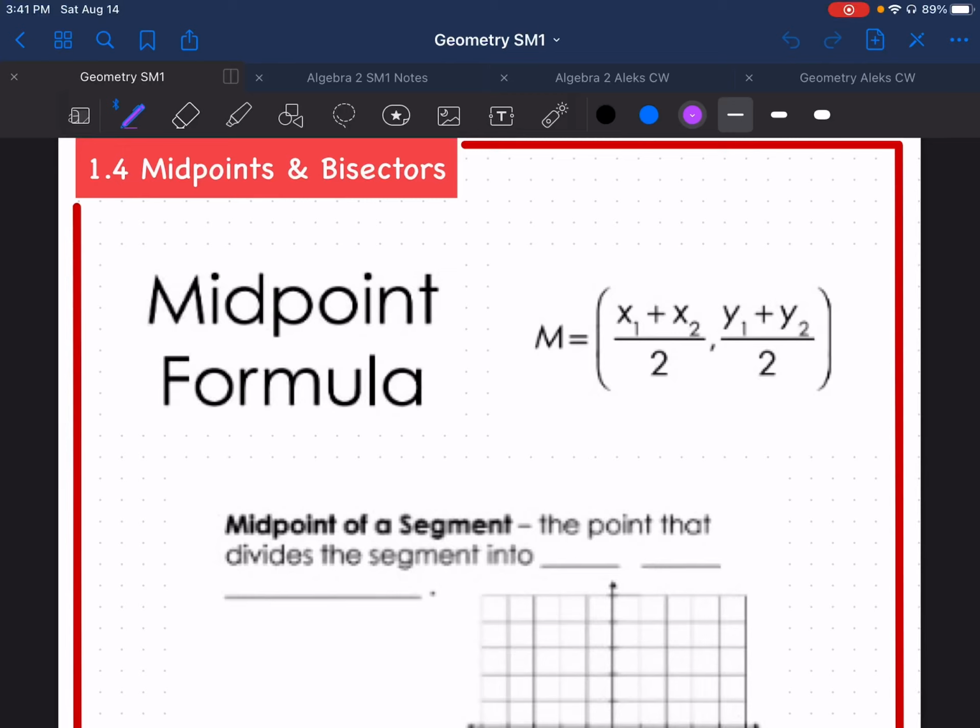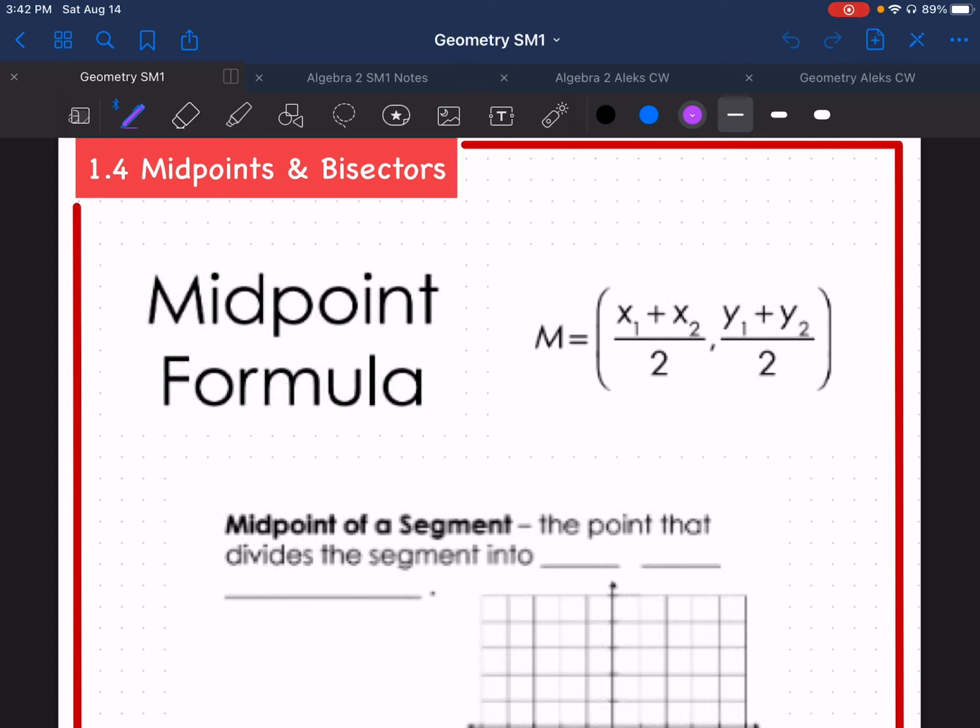Today's lesson is 1.4, Midpoints and Bisectors. We're going to do this lesson in 2 different days due to a diagnostic test that we must take. So this first video is going to talk about midpoints, and in the second video, we will talk about bisectors. Your assignment will be in Schoology after the second video. So once you have seen both lessons, you will have your lesson in Schoology. Let's go ahead and get started.